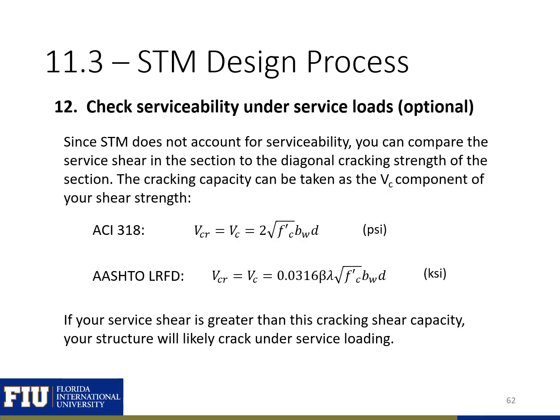The last thing that we can do would be to check our serviceability under service loads. So if we calculate our Vc component using either ACI or AASHTO LRFD expressions, our section, if it's a normal beam section or something like that, will normally crack at around a shear equal to the Vc component of our sectional shear strength. So we can then compare our service shear to the concrete component of our sectional shear strength and make sure that our service shear is below that. And that will normally ensure that our structure doesn't have shear cracking.